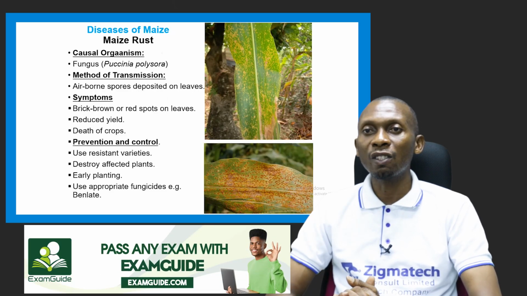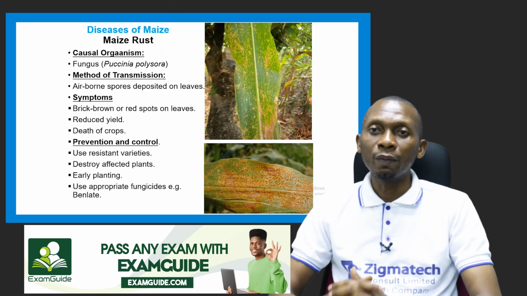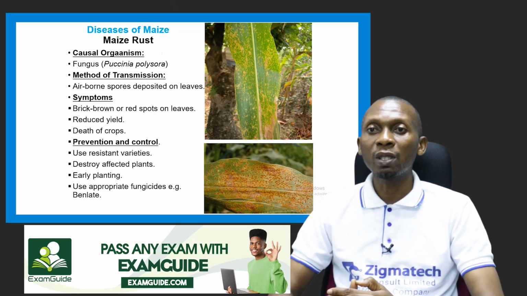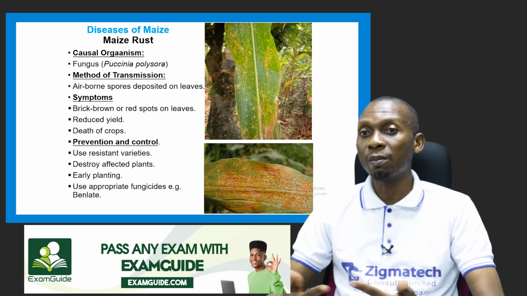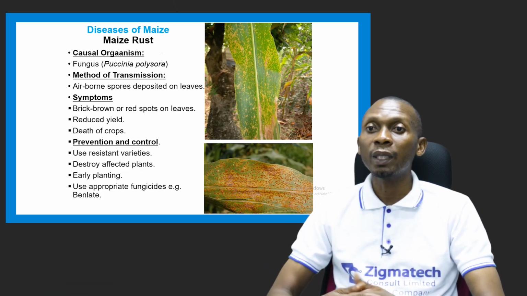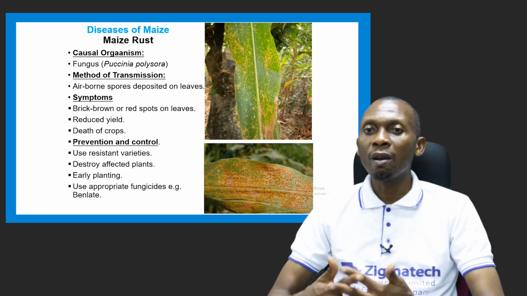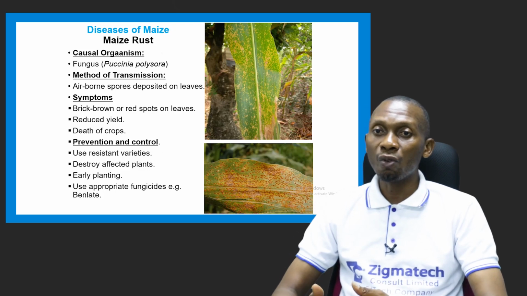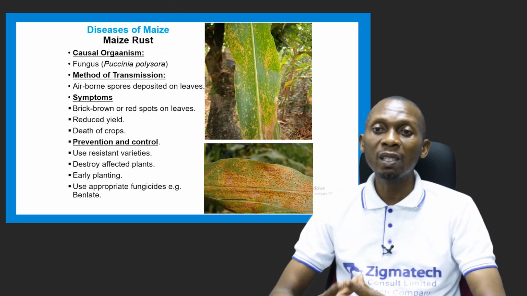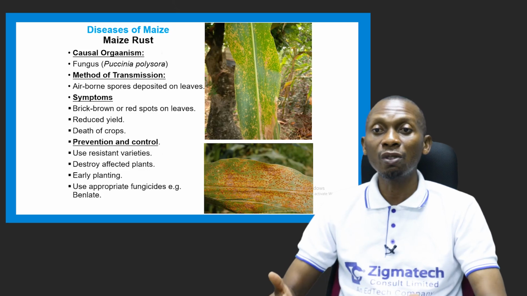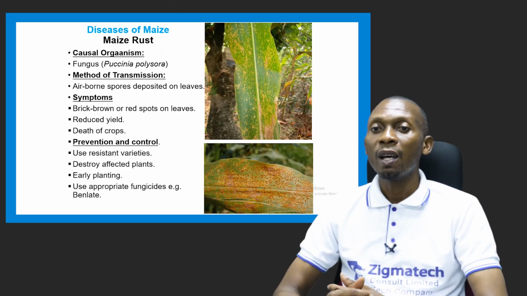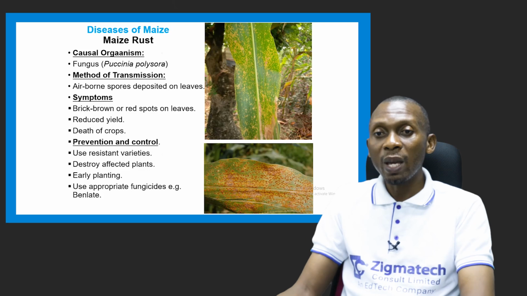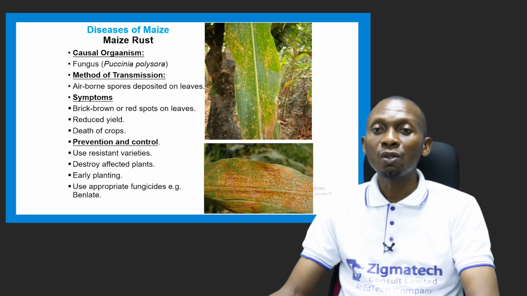Now, looking at diseases of maize, we have a fungal disease, maize rust, Puccinia polypsora, which is airborne. It's transmitted through airborne spores which are deposited on the leaves. The symptoms are brick, brown or red spots on the leaves. There's reduced yield and also death of the crops, and it's prevented by using resistant varieties. You can also destroy the affected crops. Early planting can also prevent it. You can also use appropriate fungicides like Benlate.